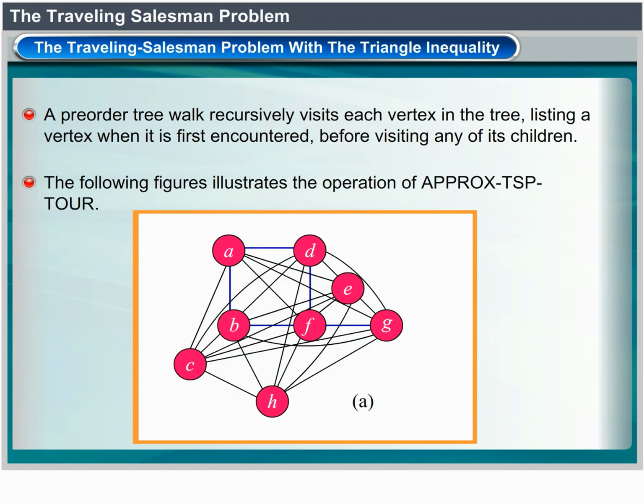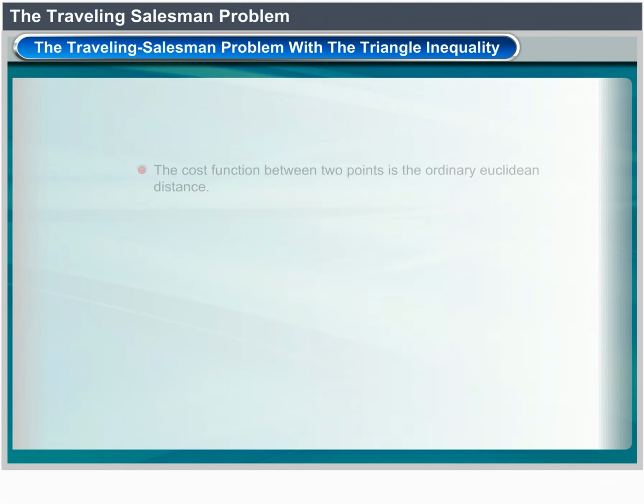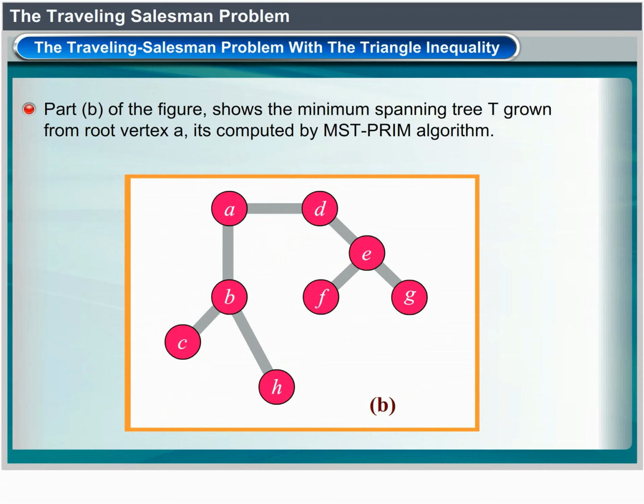Part A of the figure shows a complete undirected graph. Vertices lie on intersections of integer grid lines. For example, F is 1 unit to the right and 2 units up from H. The cost function between 2 points is the ordinary Euclidean distance. Part B of the figure shows the minimum spanning tree T grown from root vertex A. It's computed by the MST-PRIM algorithm.